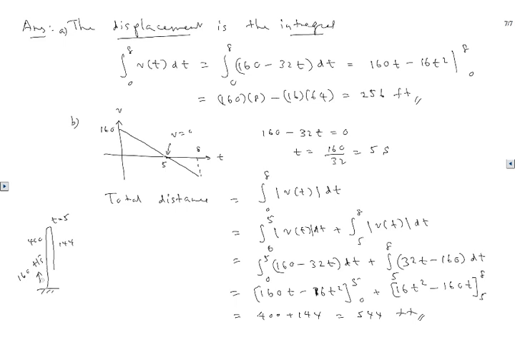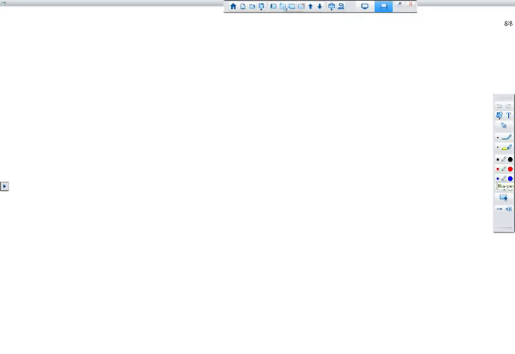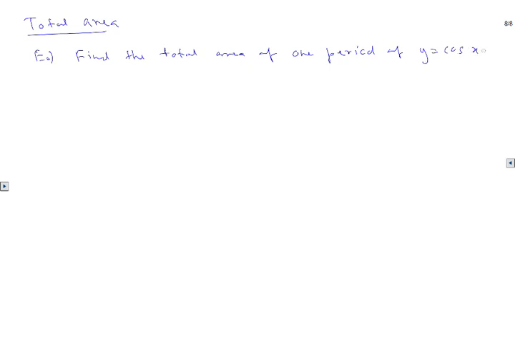The other aspect is total area. Okay, total area. So that's the last one. We discussed this one before also. So let's do an example like that. Find the total area of one period of the cosine graph y equals cosine x. Okay, one period of cosine x.